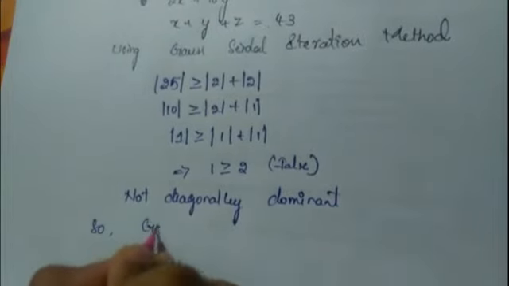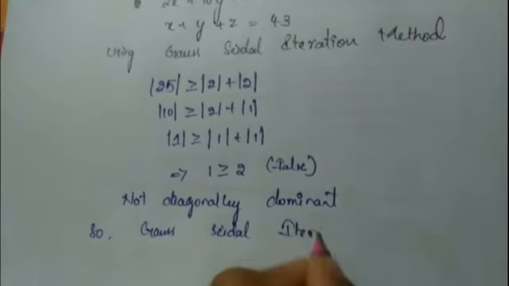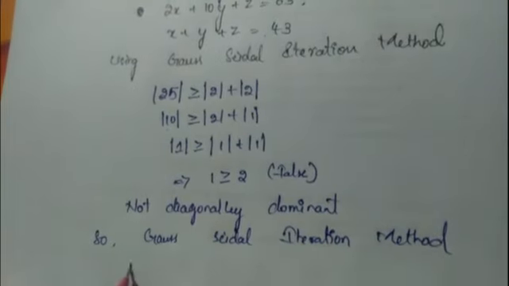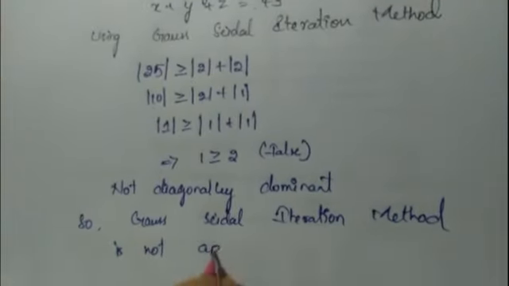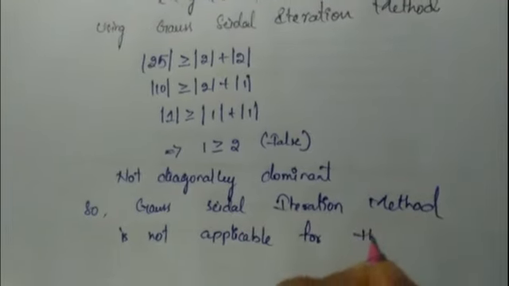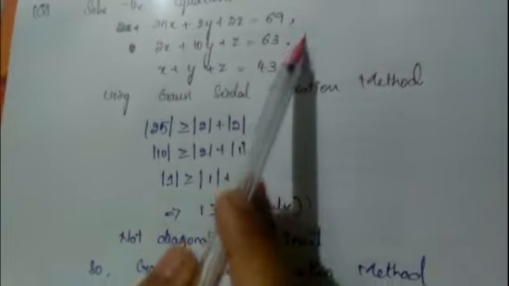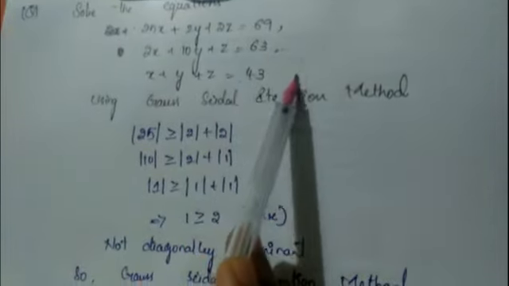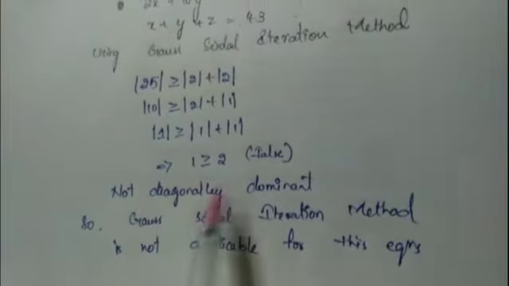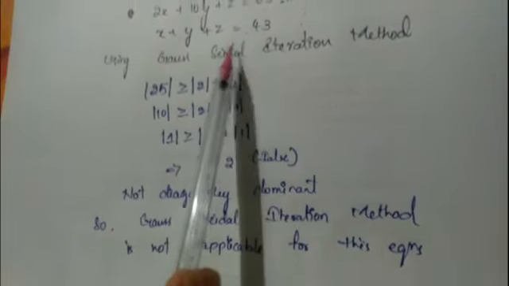So the Gauss Seidel iteration method is not applicable for these equations, as the first two equations are satisfying but the last equation is not satisfying the conditions, so they are not diagonally dominant. So the Gauss Seidel iteration method is not applicable for these equations.